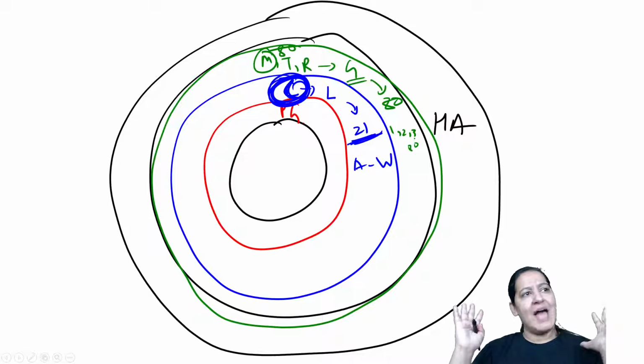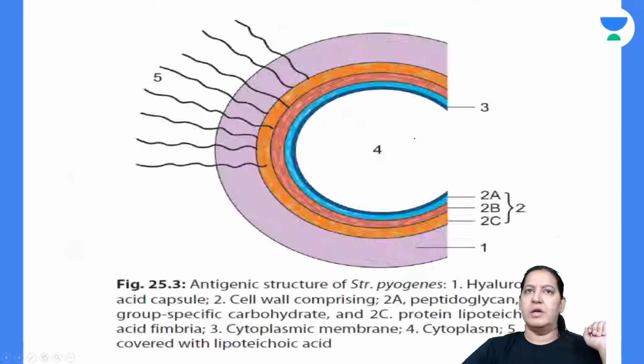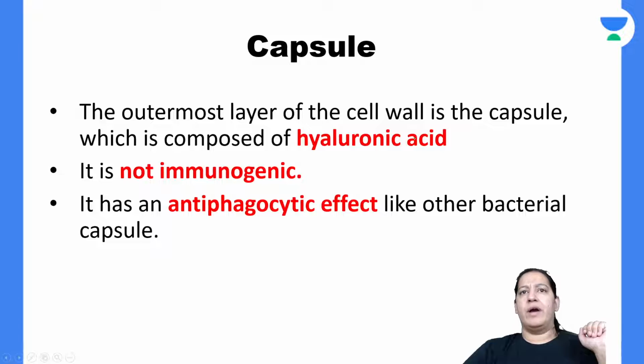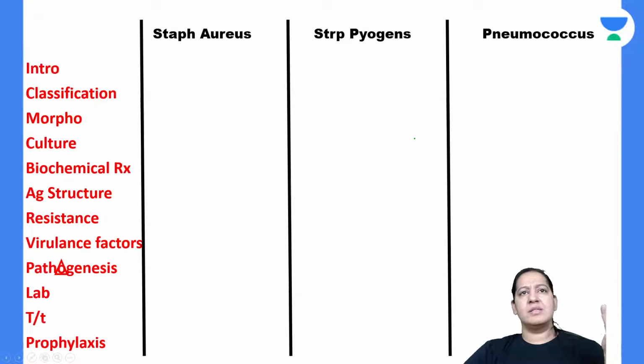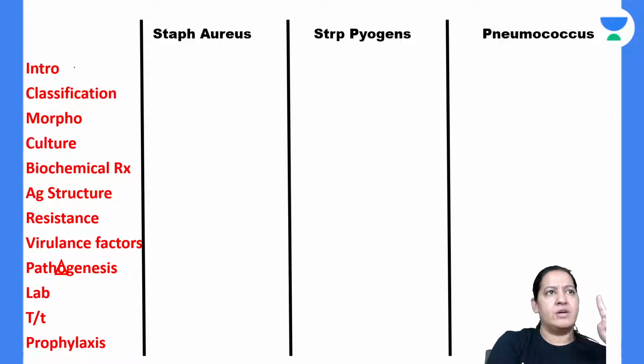Everyone give me a thumbs up. This is the antigenic structure. We all have understood it. Nothing important in that. Let me move ahead. After that, resistance is not important. Antigenic structure, so till here we have done.